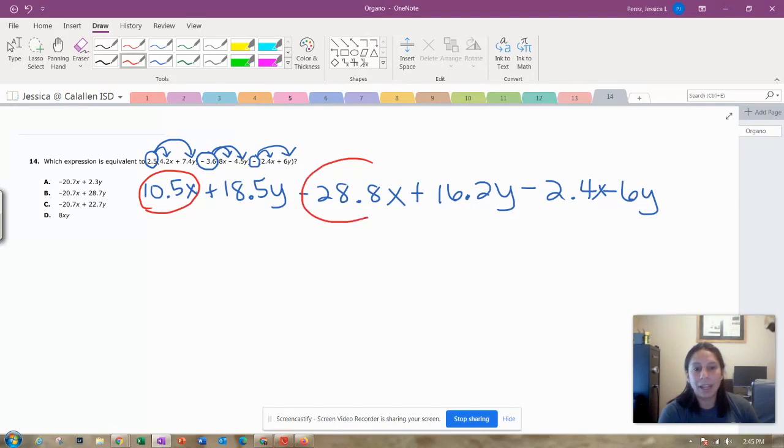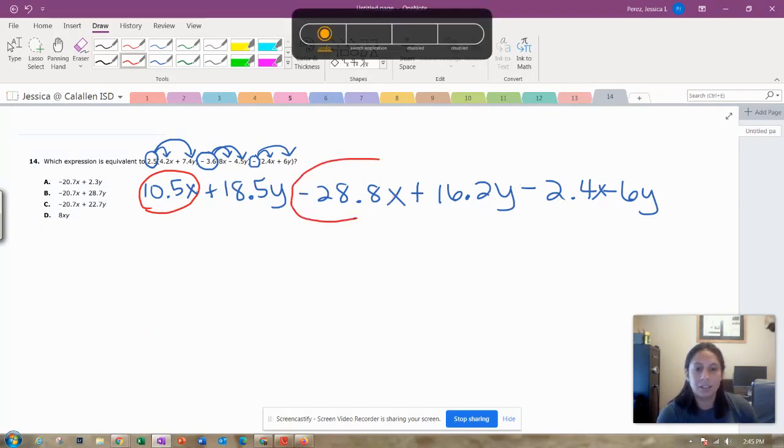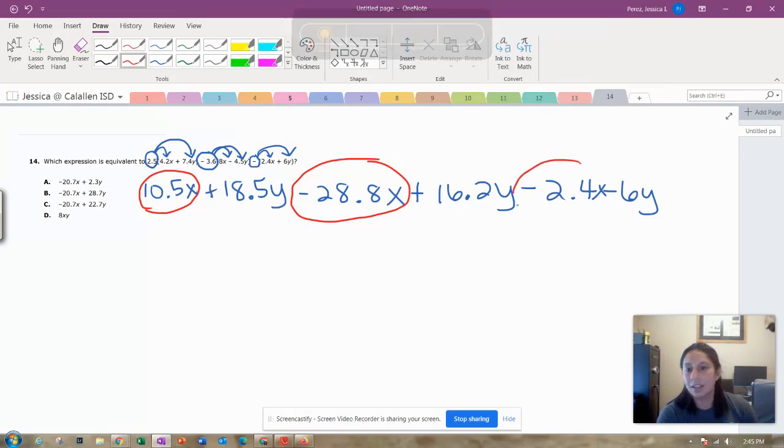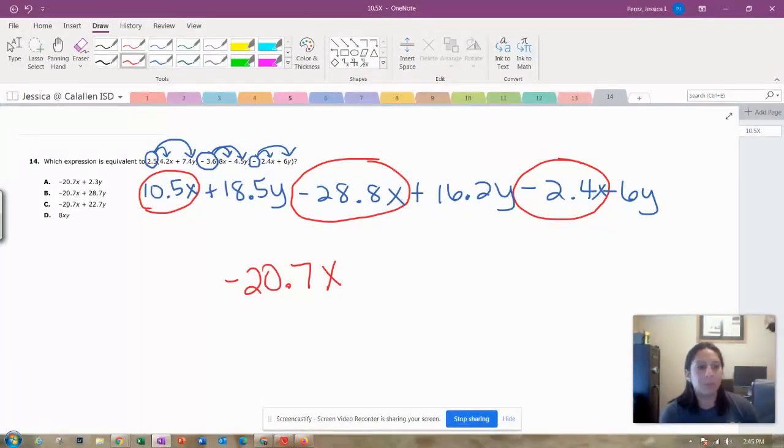Okay, we are going to look at our answer choices. It has x first. So we're going to put x with my x right here, and here's the x's, and here are the x's. So putting all those x's together, you end up with negative 20.7 x's. Well, that doesn't help because they all have negative 20.7 x's except D.